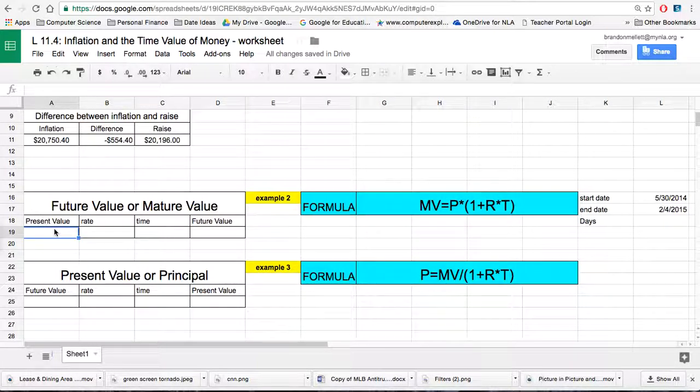All right, so as we mentioned, we have something called future value, which is the same thing as maturity value. And this is the same formula that we used in Lesson 11.3.